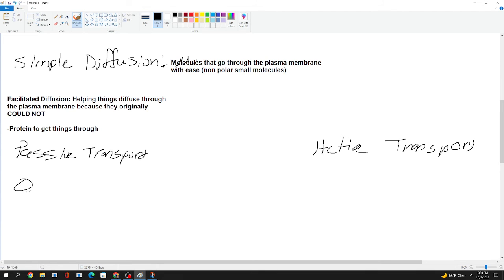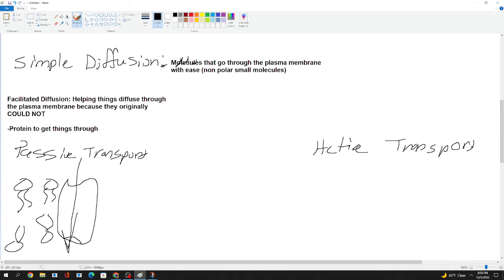So if I were to draw my plasma membrane, right, and I have these phospholipids here first, and I were to draw my protein, it is going to look like a channel. There is literally going to be an opening and a closing, and things just go in and go out. They just shoot. It's a channel, like a tube, right? And this requires no ATP because things will just naturally go down or naturally go up, okay?